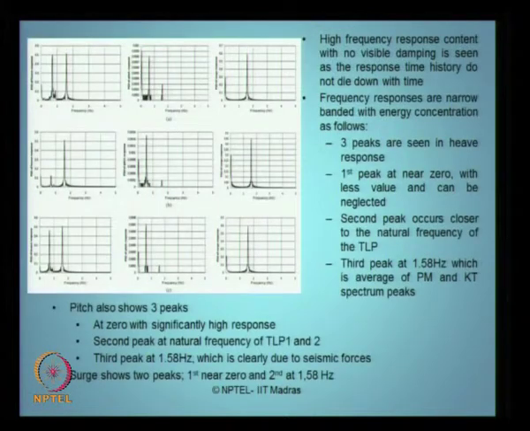an average of the PM spectrum frequency and the Kanai-Tajimi spectrum frequency. It is happening in between these two. So, it is neither happening at the Kanai-Tajimi spectrum frequency of the earthquake nor at the wave loading frequency. It is an average of these two. If you look at the average, it becomes 1.58. So, this 1.58 is phenomenally seen in all degrees of freedom, heave, pitch and surge, and they are phenomenally high.